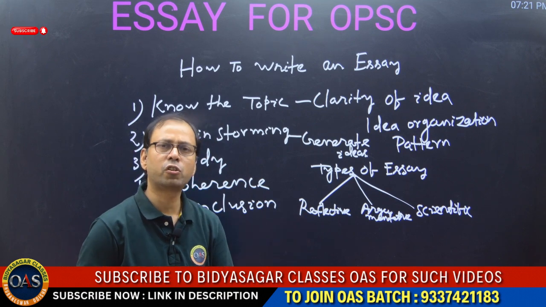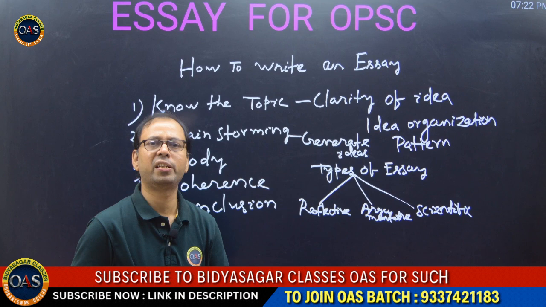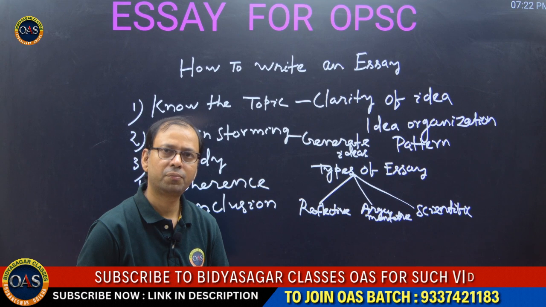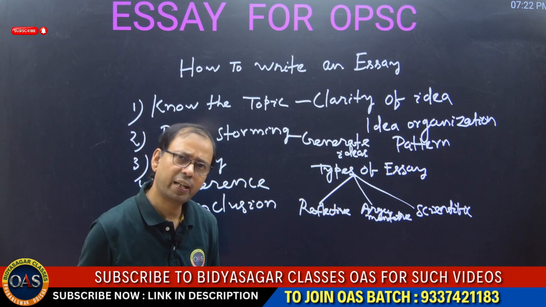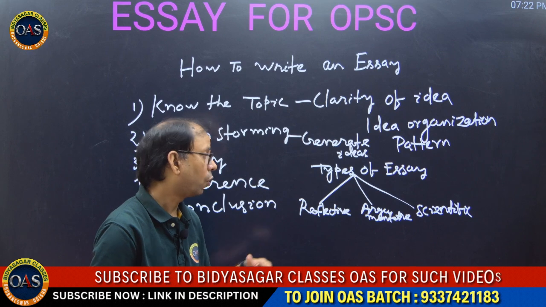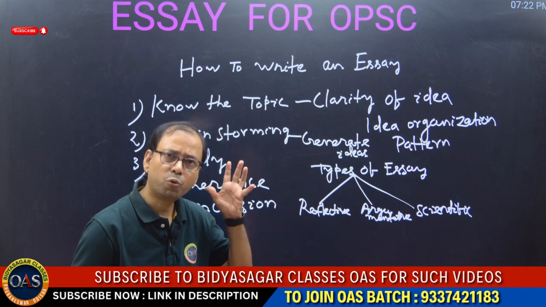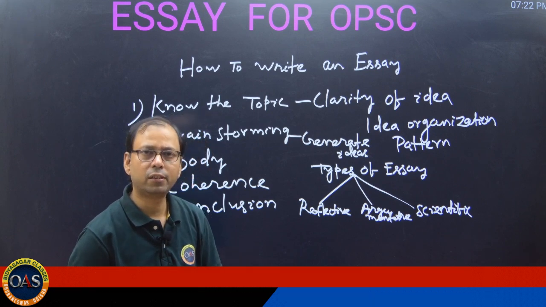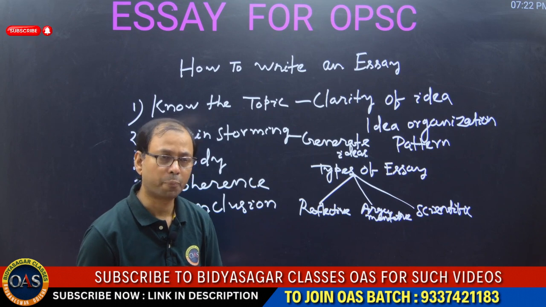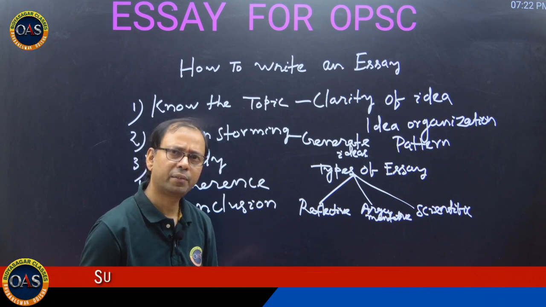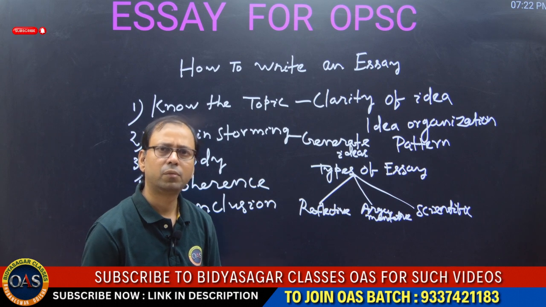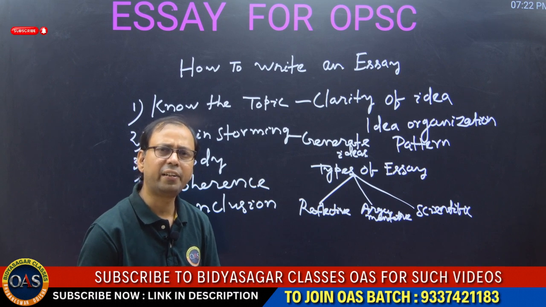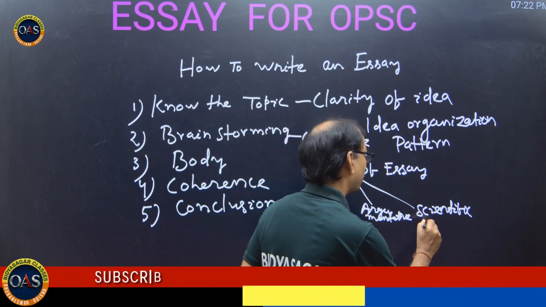Reflective means it is based on an abstract topic like value of discipline in public life, or your idea about a happy life. These are reflective topics where you can expand your ideas. Argumentative means you have to give justification, like globalization is a double-edged sword. Scientific topic is, suppose, India's missile program, a lot of current affairs, science and economics come under this.